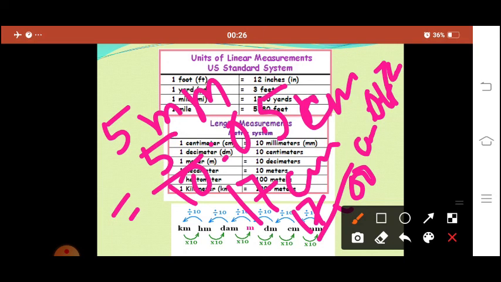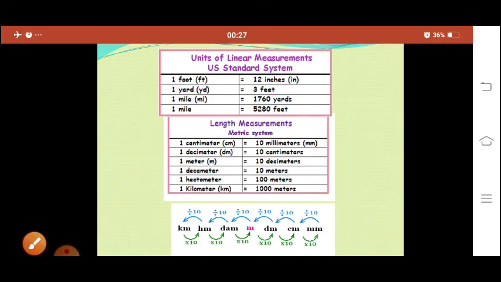Always remember, when we are going in increasing order, like kilometer towards millimeter, that time we have to multiply. When we come from millimeter to kilometer, like millimeter to centimeter, centimeter to decimeter, decimeter to meter, meter to decameter, decameter to hectometer, this way we have to divide. So this is very important. Conversion is very important in this chapter, so you should follow that.